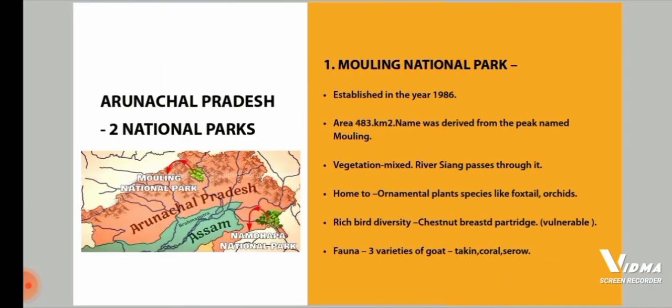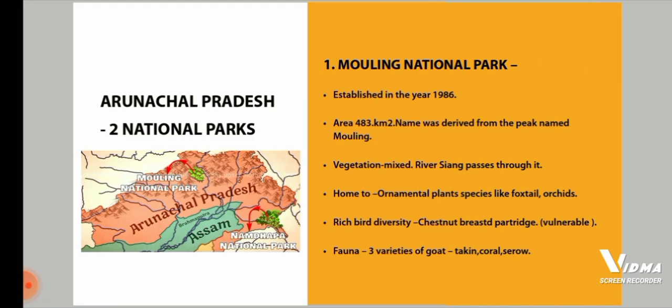Next, going to Arunachal Pradesh. Arunachal Pradesh is blessed with the two national parks. And the first one is the Mouling National Park, and the second is the Namdapha National Park. The Mouling National Park is established in the year 1986. It has an area of 483 kilometers square, and the name was derived from the peak named Mouling. The vegetation is mixed, and the river Siang passes through it.